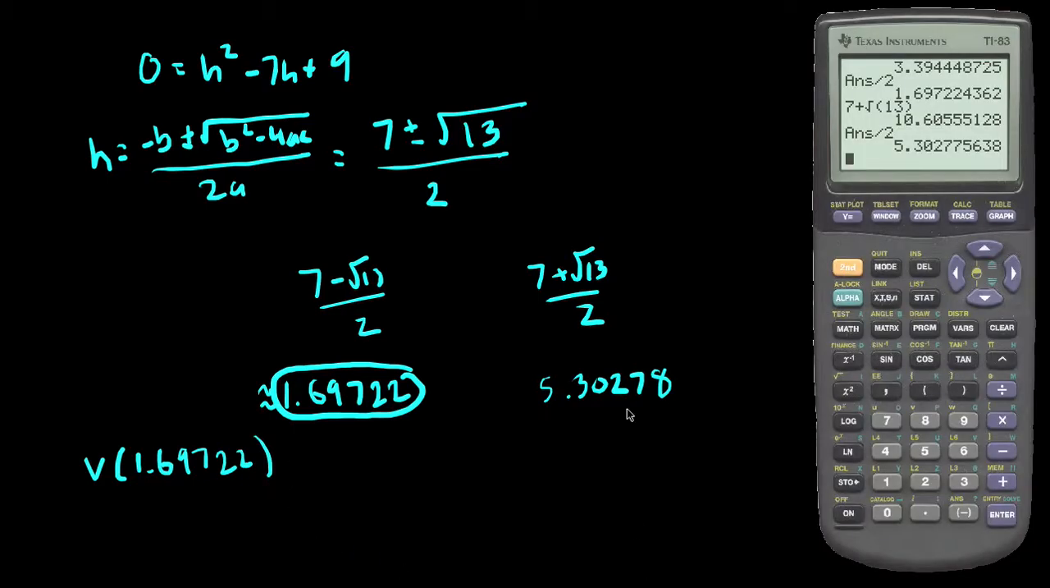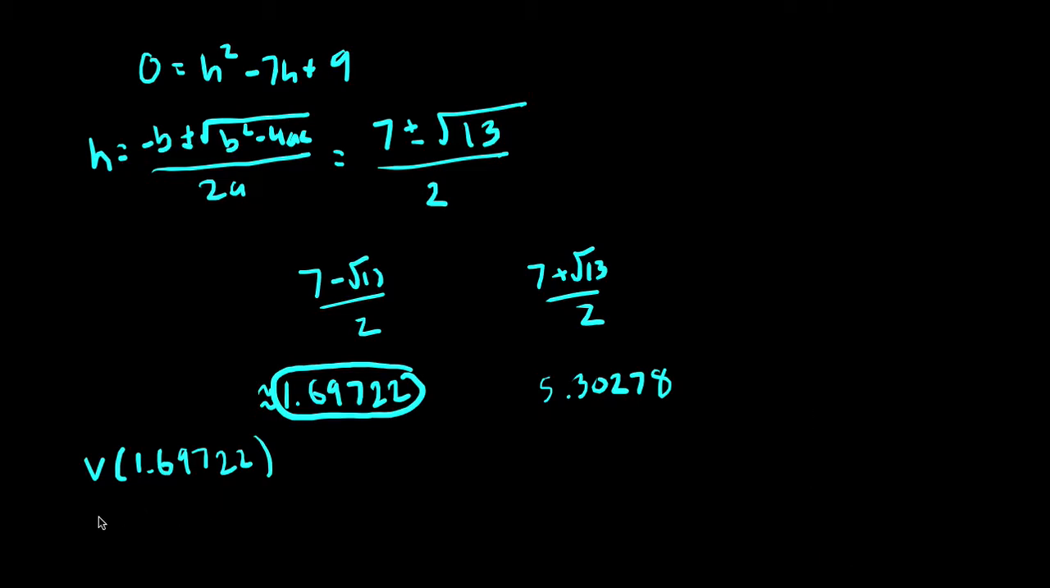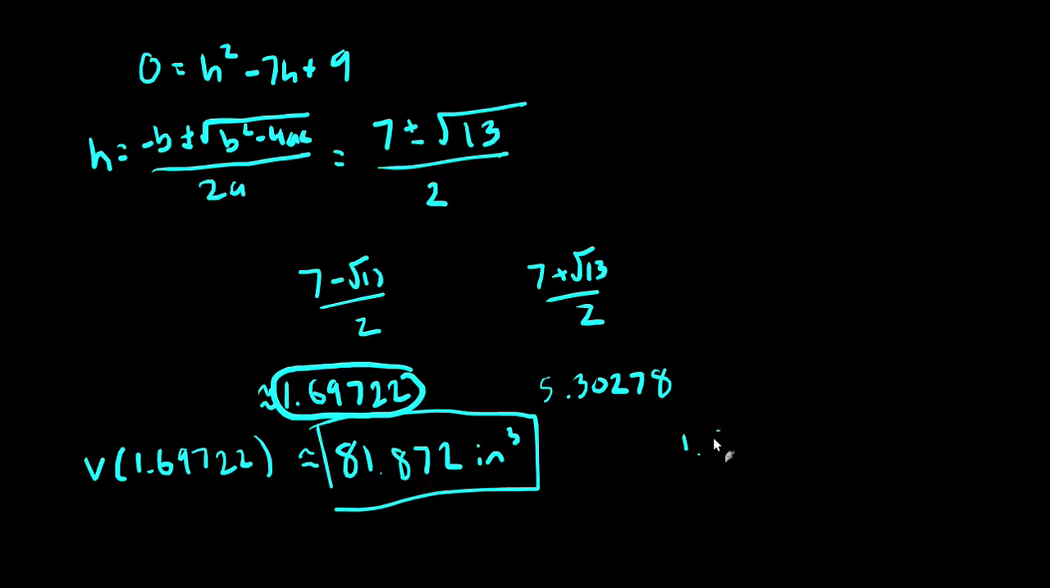So let me do that. So we had 7 minus root 13 over 2. And in the volume function, let me try to remember. So I'll do the original one. We had 12 minus 2 times the height, so 2 times that answer, times 9 minus 2 times that answer, times that answer, and I get a volume of approximately 81.872 cubic inches. And I get that by cutting squares that are 1.697 inch on each side.